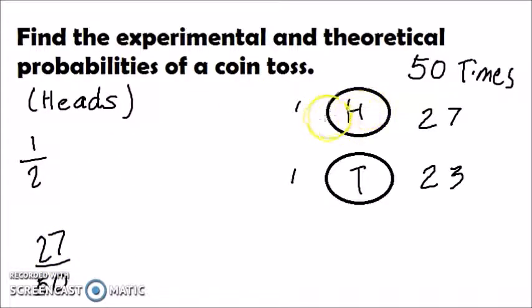So experimental is the number of events occurred divided by the number of times the experiment is done. It's been done 50 times, and heads has occurred 27 times. So the experimental probability is 27 over 50. And yes, you would simplify all of these.